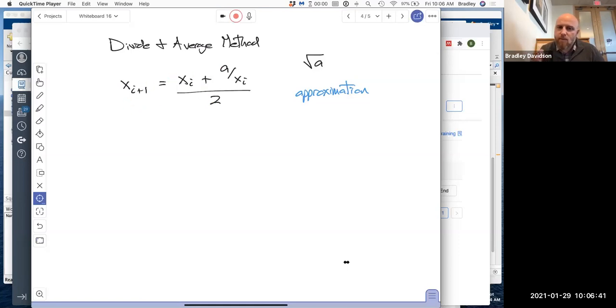Okay, is this the method that those of you that have taken a square root by hand, is this what you've done before? No? Give me a thumbs up if this is the method. Gabriel has. Okay, good.